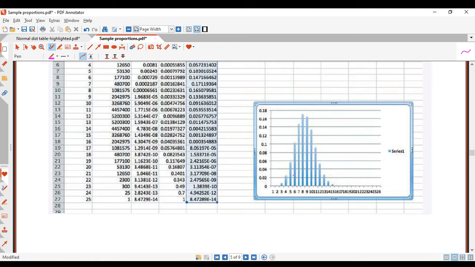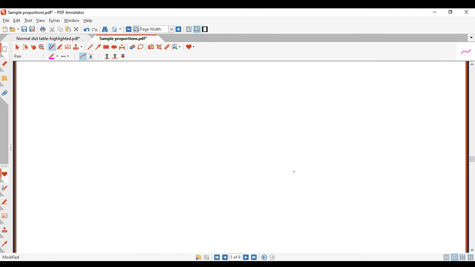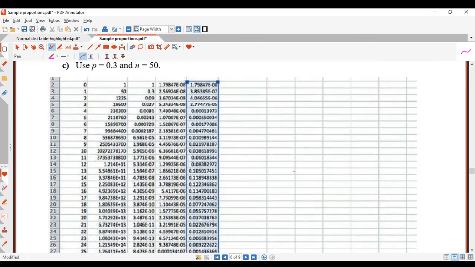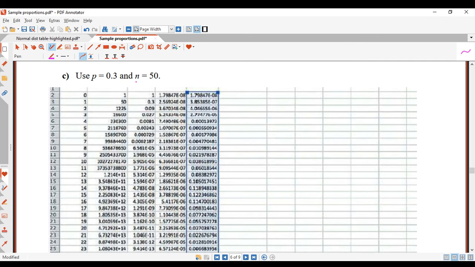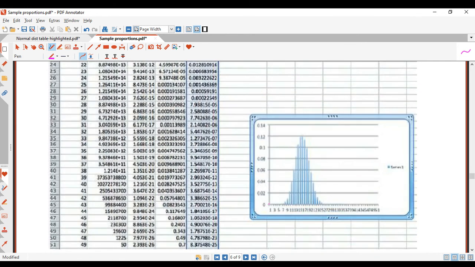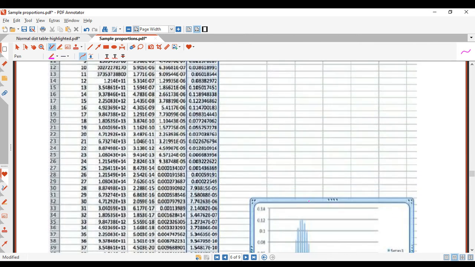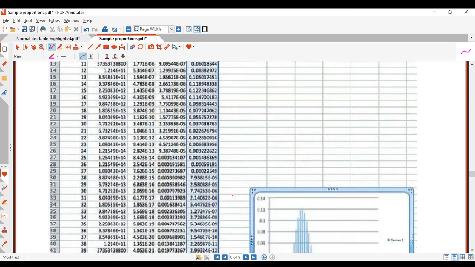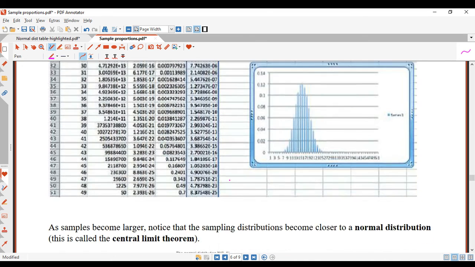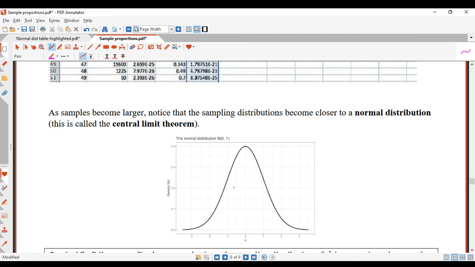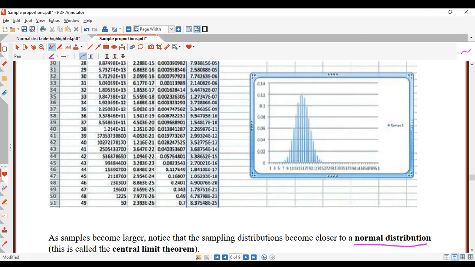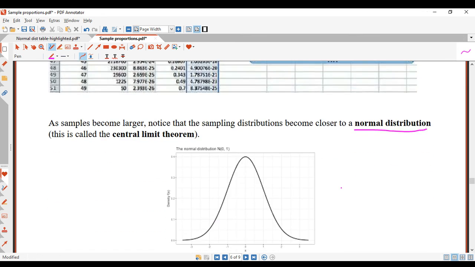now you can see this is starting to look more like a normal distribution, can't you? And looking at the sample size of 50, you can see that the distribution really starts to look symmetrical, like a normal distribution. So we're not so interested in the numbers here, more so interested in the pattern of the distribution. We're looking at the bell curve, which is the normal distribution. So as samples become larger, notice that the sampling distributions become closer to the normal distribution. So you can see by the time we got to a big sample, we've got a nice symmetrical bell-shaped curve there.